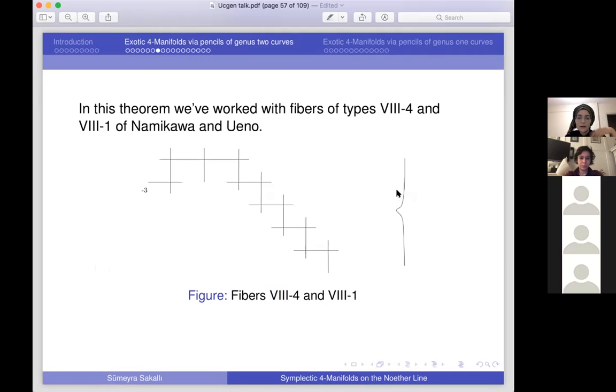And on the right, we see another fiber. It is what they call type 8-1, and it is a 2-5 cusp. And I will also talk about that later.